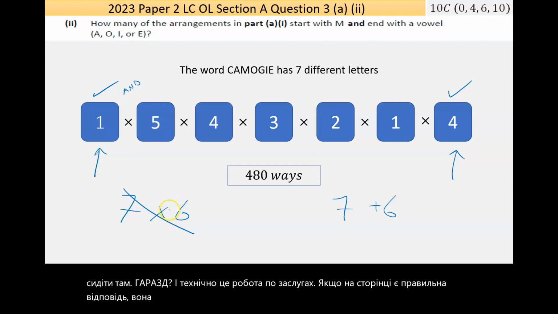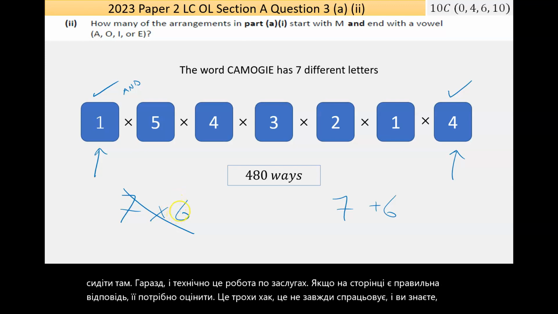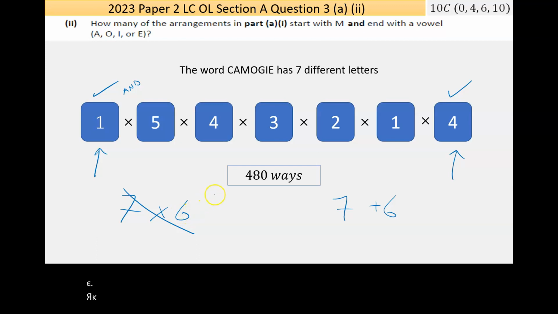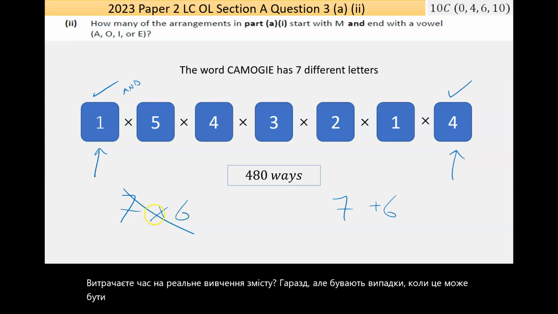Now it's a bit of a hack. It doesn't always work. And if you're trying to hack the system, it's probably as well spending time actually learning the content. Okay, but there are times when it might be useful to know that, and if you're unsure that something on the page is useful and you want to scribble it out, never scribble out. Okay, so hopefully that makes sense.